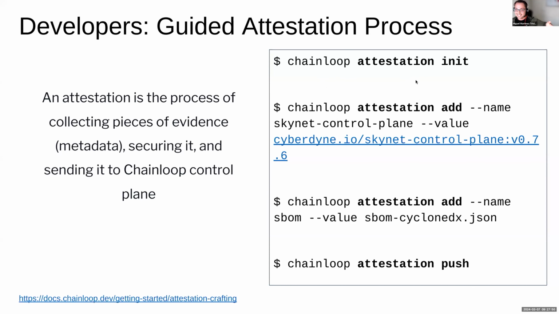And as you can see on the right, you have a Chainloop attestation init. It basically looks like Git, right? And this is not by coincidence. We wanted to make sure that it feels familiar. So a developer will initialize an attestation, add any requirement, any pieces of evidence required, and finally, will just sign it and push it to the control plane.